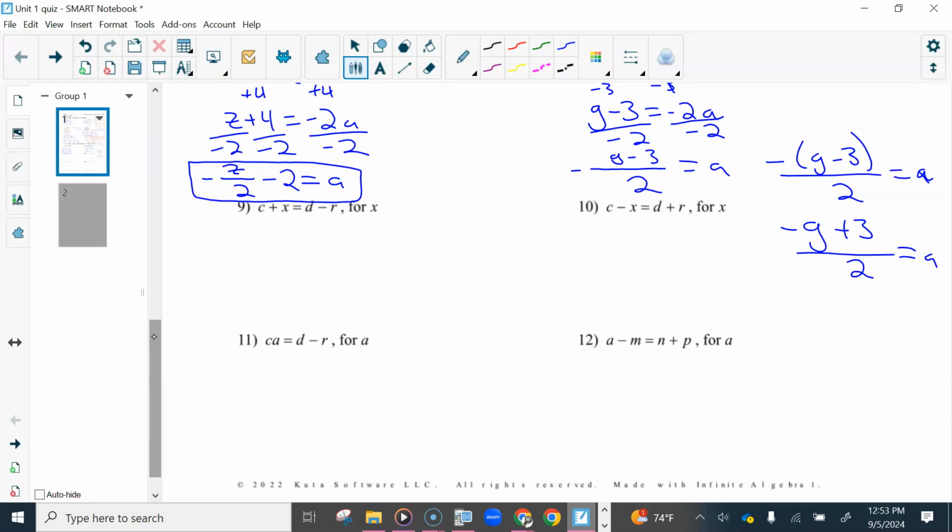So then 9, we were trying to get x by itself. C is the closest thing to it. And in this case, we would just subtract. So a lot of us started with this, but then something happened and we started to divide. So nothing here is being multiplied, so we shouldn't be dividing. We should just rewrite this as D minus R minus C.